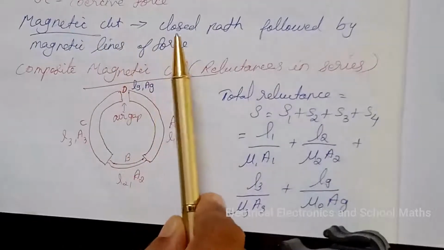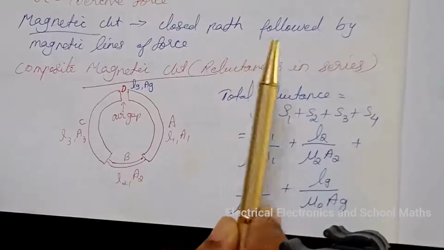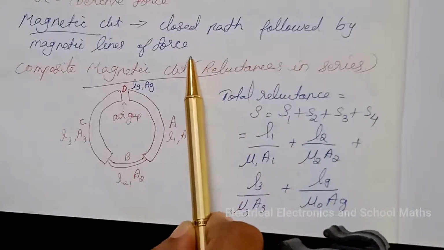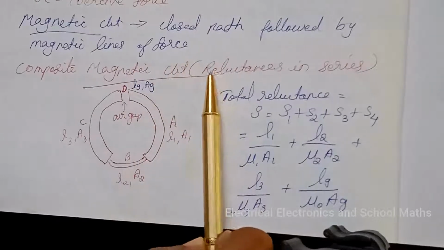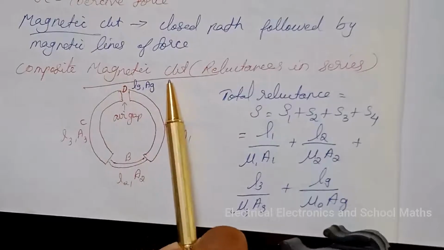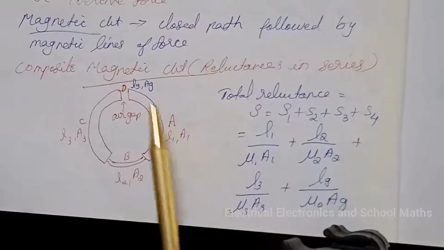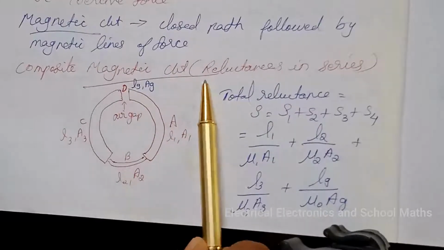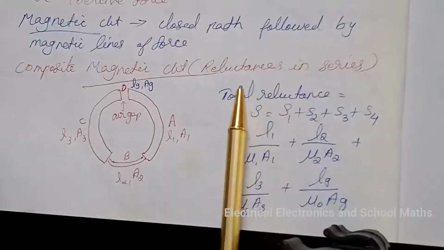Magnetic circuit. A magnetic circuit is a closed path followed by magnetic lines of force. This magnetic circuit is of two types, series and parallel, that is, composite magnetic circuit and parallel magnetic circuit. Composite magnetic circuit, or we can say reluctances in series.